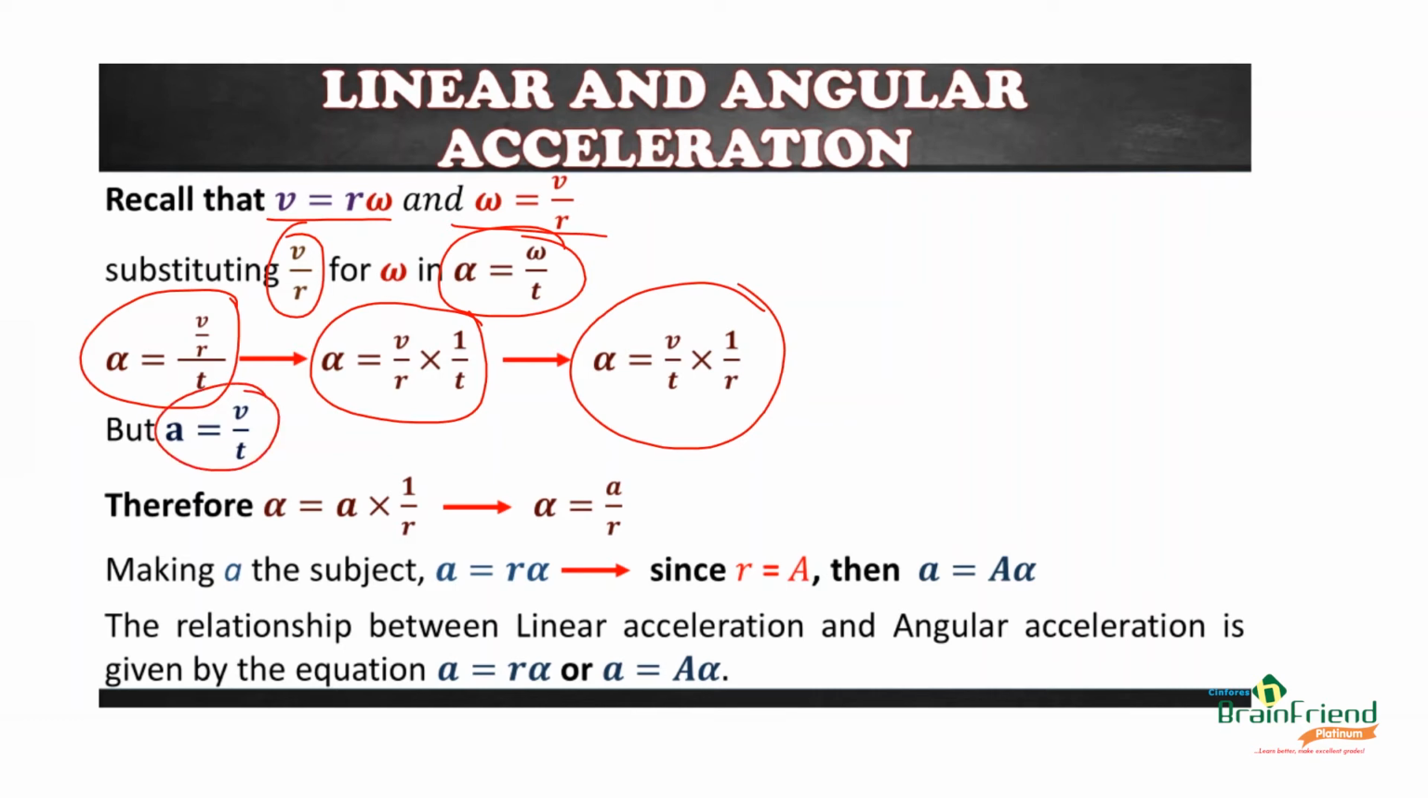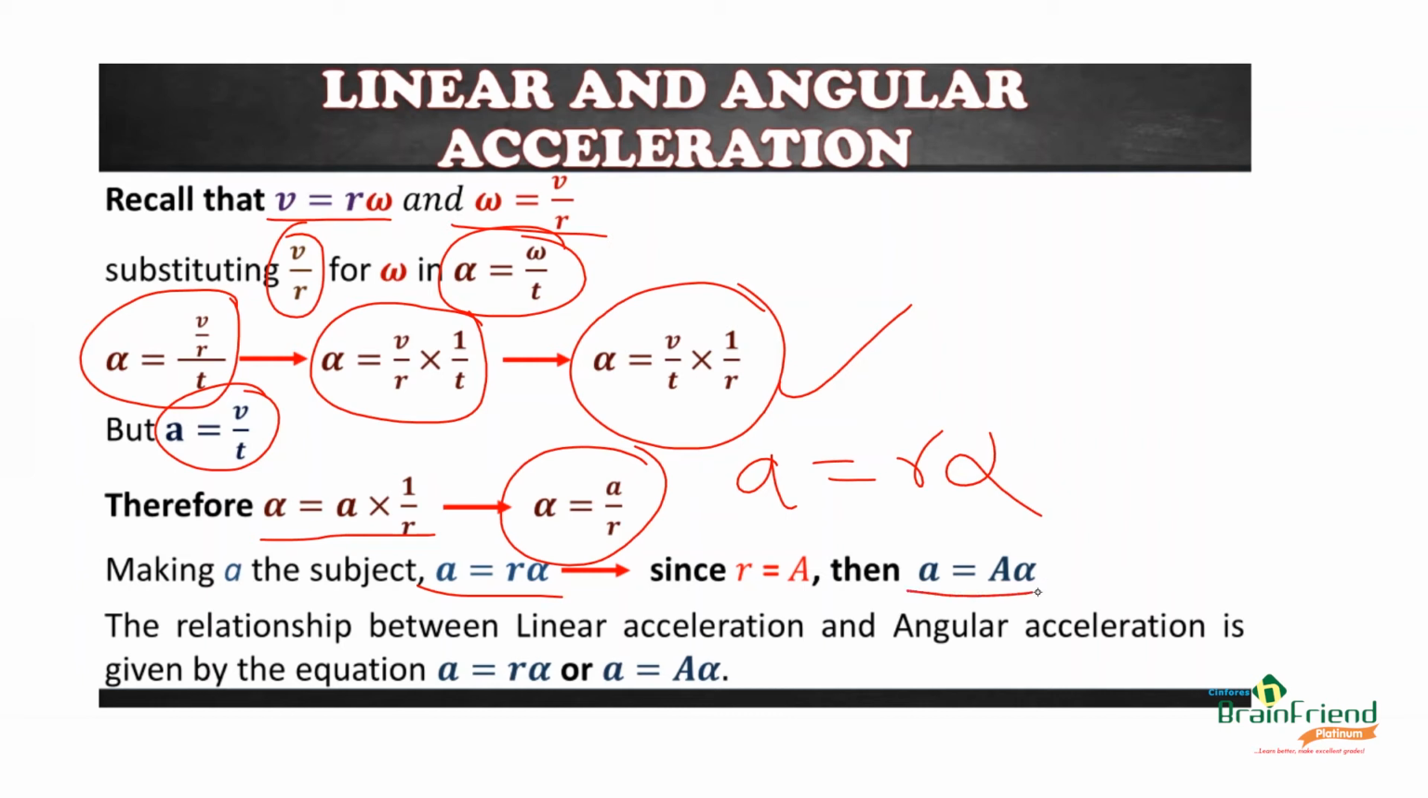Therefore, substituting A for V over T in this equation, we have alpha is equal to A times 1 over R, which gives us alpha equal to A over R. When we make A the subject of the formula, we have A is equal to R alpha. But remember that our radius R is the same thing as the amplitude of the motion. Therefore, this can be written as A equal to capital letter A for amplitude times alpha.